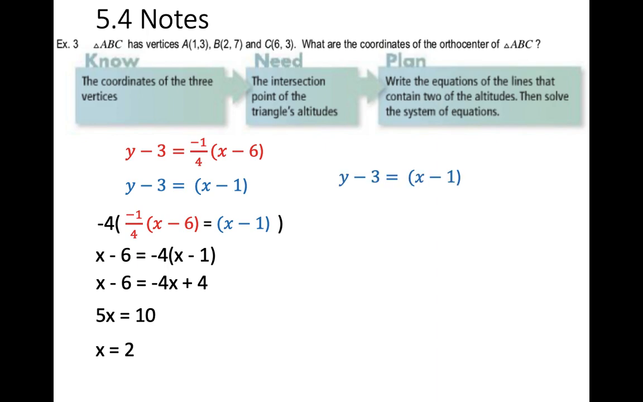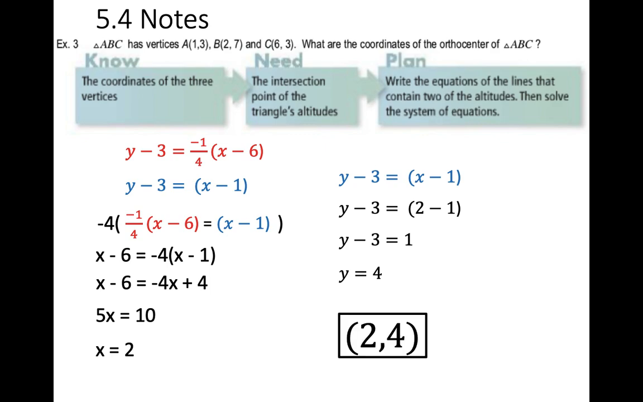Now that I have x equals 2, I can take either one of those lines. I'll take the one in blue. I could have taken the other one, doesn't matter. And plug in my value of 2. So in this case, it's going to be y minus 3 equals 2 minus 1, or equals 1. Add 3 to both sides, and I've got y equals 4. So the point where x equals 2 and y equals 4 is going to be (2, 4).